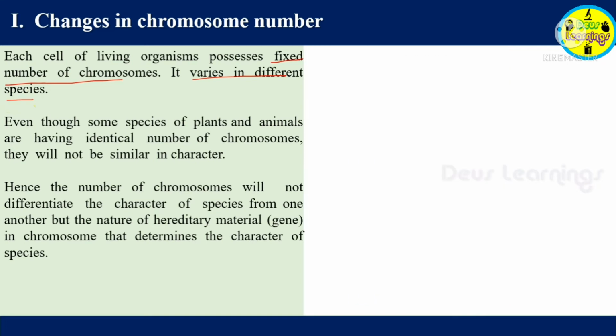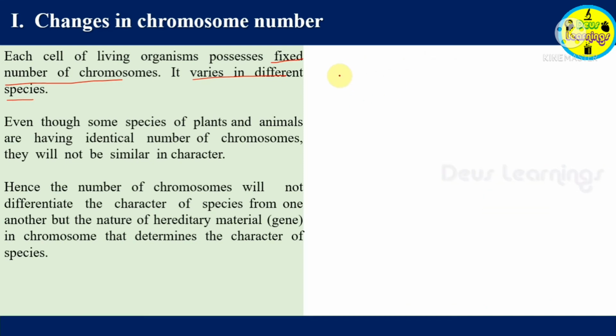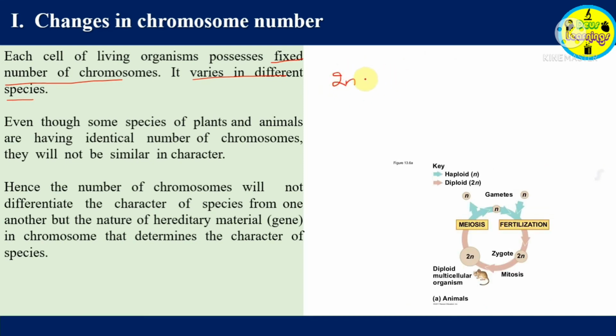However, within a species, generation to generation, the number of chromosomes stays the same, and they stay the same because of two processes. Process number 1 is meiosis, and process number 2 is syngamy. We are diploid, so there is a process called meiosis. What does meiosis do? It makes haploid cells, sperm cells or ovum cells.